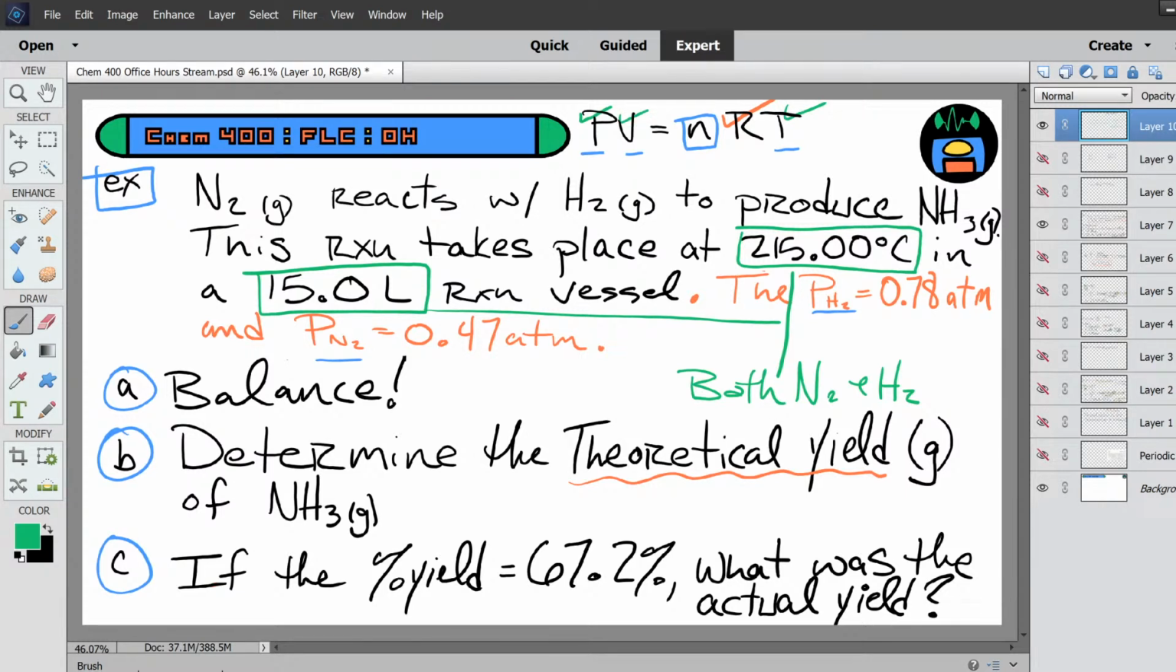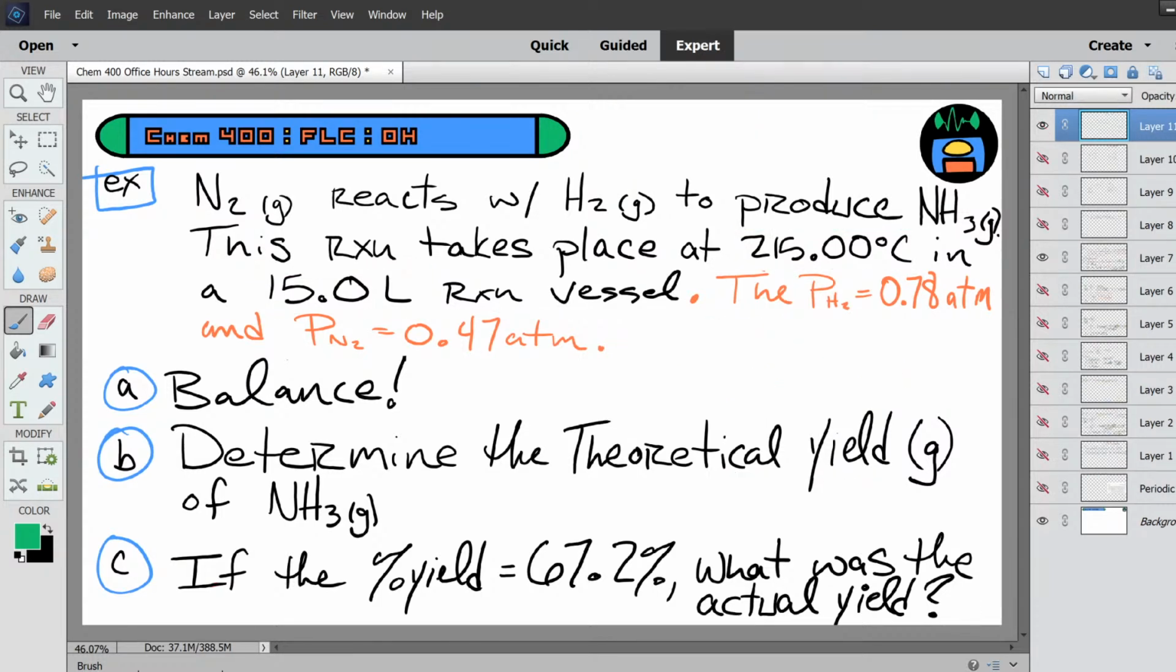All right, so we have the pressure, volume, and temperature of both nitrogen and hydrogen, which is another way of saying we have our initial quantities of both nitrogen and hydrogen, right? We can find our moles of each. Once we do that, we can set up a limiting reactant problem. Figure out which one's the limiting reactant, and that one will determine our theoretical yield. So we need to first use the ideal gas law to find the moles of each, and then use those moles in a stoichiometric calculation.